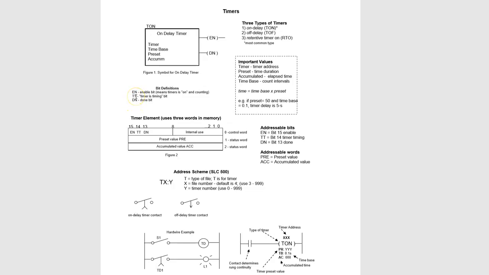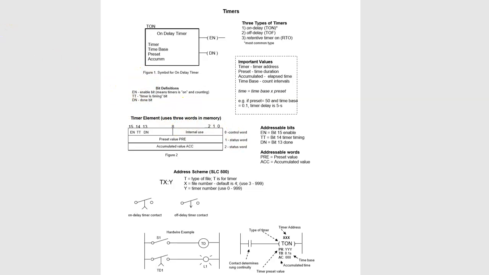The TT bit, timer timing bit, is only a 1 when the actual count of the timer is going on. When you reach the end of that time, then that bit goes low and the done bit goes high. So you can use either one of those.